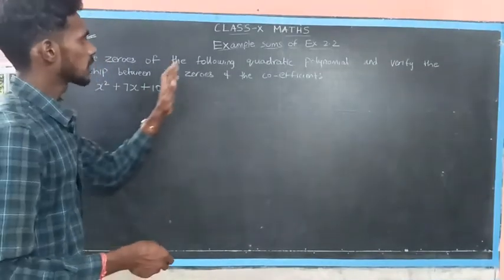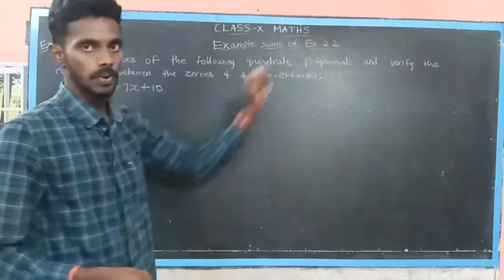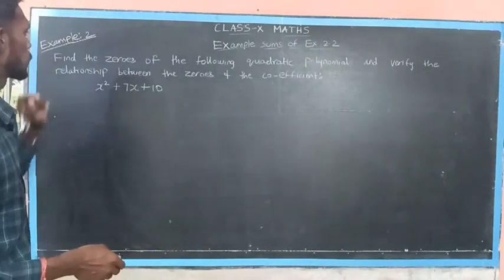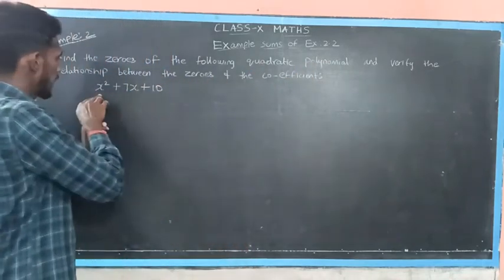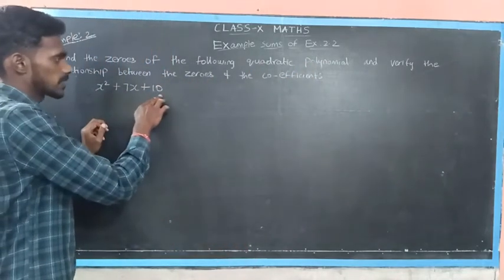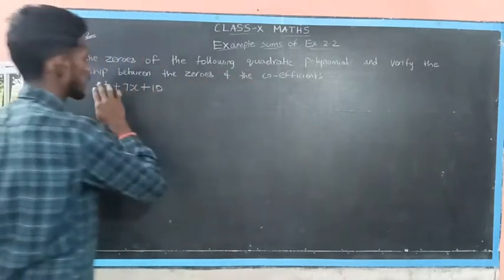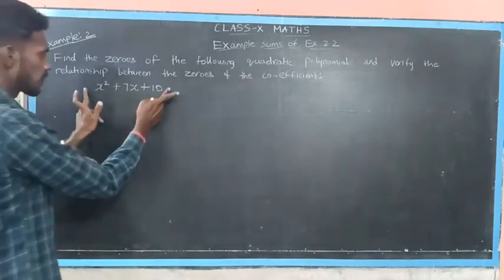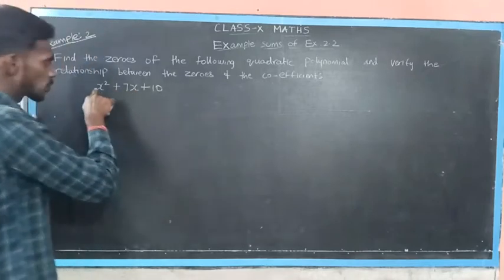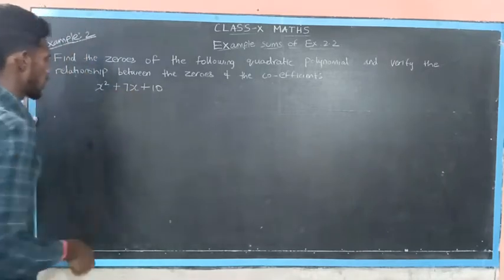Next, let's move to the example sums of exercise 2.2. Example number 2. Find the zeros of the following quadratic polynomial x square plus 7x plus 10 and verify the relationship between the zeros and the coefficients. Okay, so this is the given quadratic polynomial. First we have to find the zeros of this quadratic polynomial.